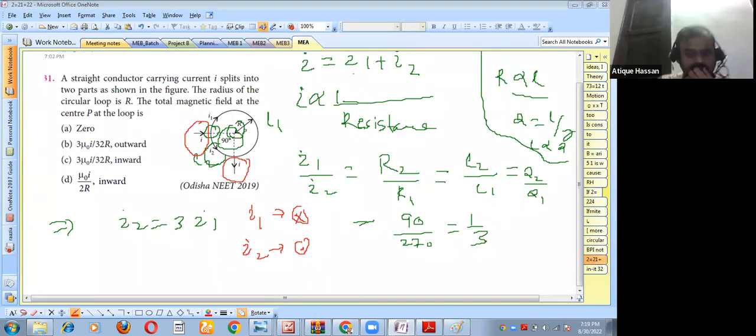9 by 270. This is the ratio of angle, right? If you see, 9 by 270 is the ratio of angle. And we know that resistance is proportional to length and length is proportional to angle.